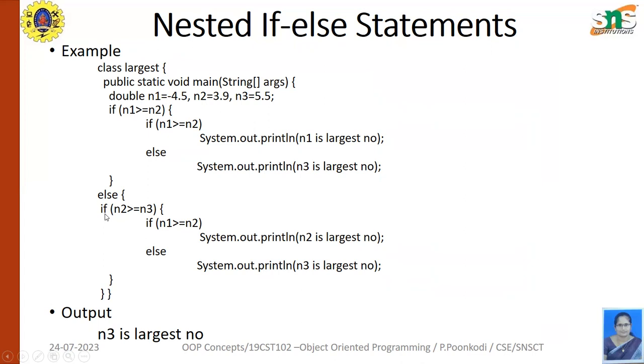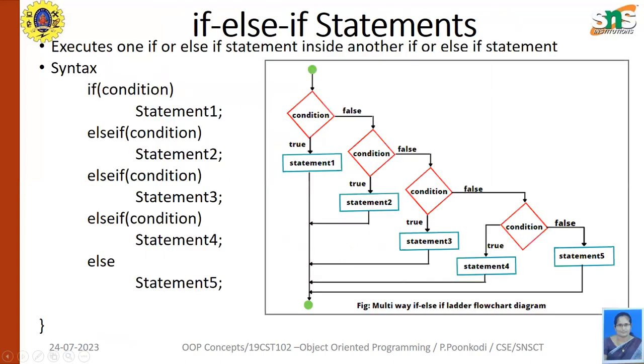Next, here we will check again if n2 is greater than or equal to n3. n2 is 3.9 but n3 is 5.5. So already we know that n2 is not greater than n3. So again the condition will fail, so it will go for the else part. Okay. Then n3 is the largest number. It will get printed.